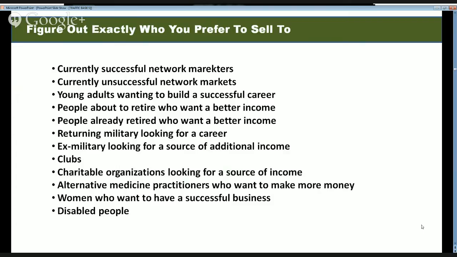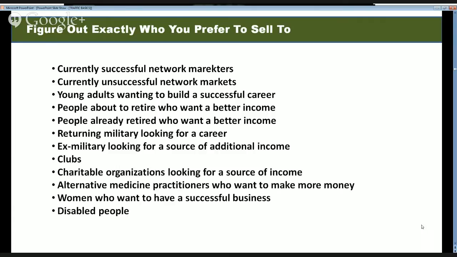Another possibility are young adults that want to build a successful career. You know, when people get to be about 30 years old, they start really thinking about how am I going to be really successful in life? Maybe some a little earlier, maybe some a little later, but it's right around 30. And this is a good time to address them and say that you've got a solution for them, because they've probably been working for somebody since they got out of school, whether it was high school or whether it was college, and they're beginning to realize the limitations of working for somebody else. So you can emphasize the advantages of having your own business.